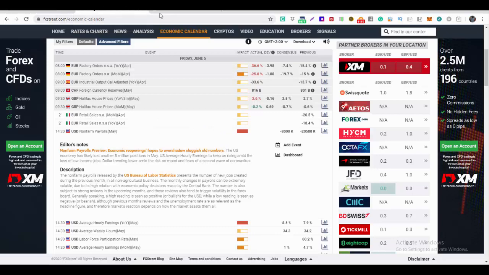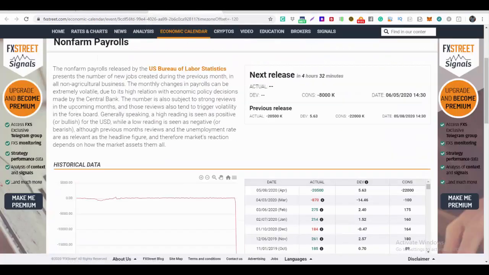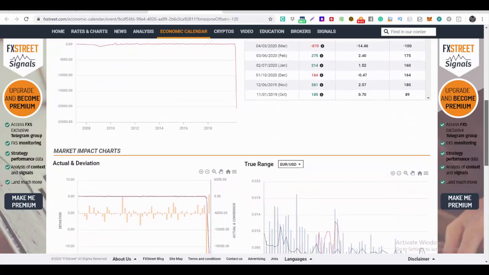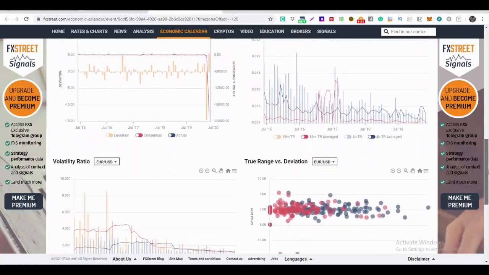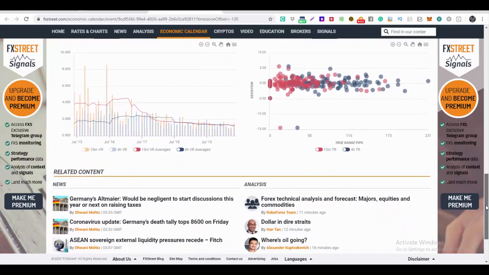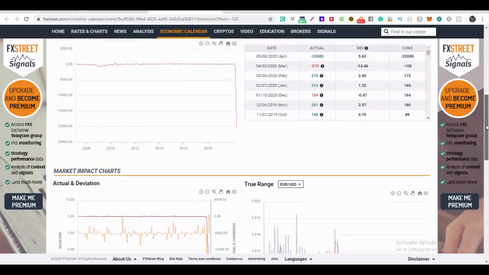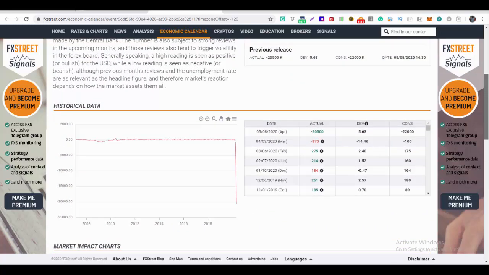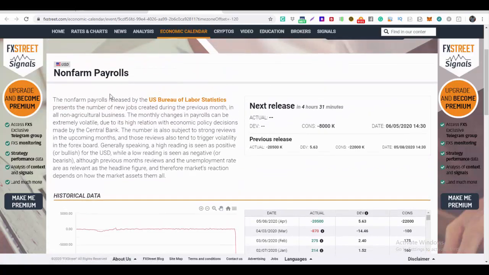But this morning, I don't know what really happened to them. So now let me scroll down and see maybe we can get some information. Volatility ratio, no. Related content, we don't need all this. Okay, let me see. The non-farm payroll released presents the number of jobs during the previous month in non-agricultural business. All this. What I just need is I just want to see their analysis about previous and actual. That will lead us to know what could happen. Let me see.